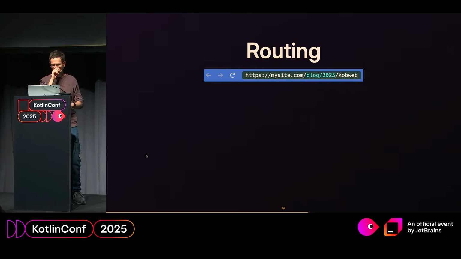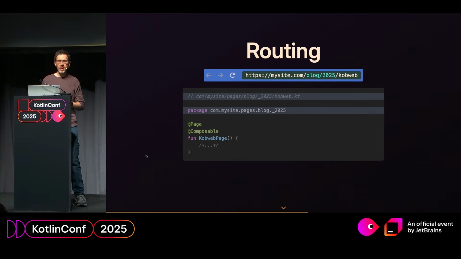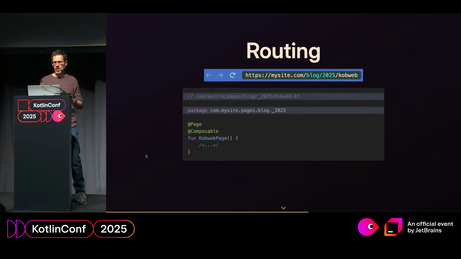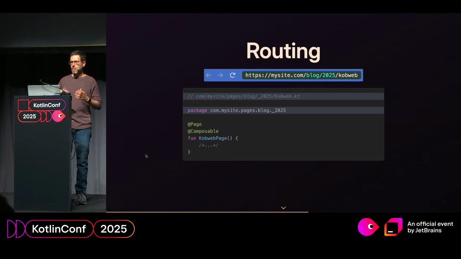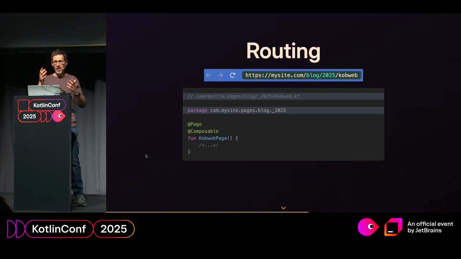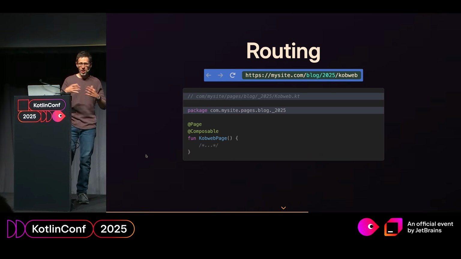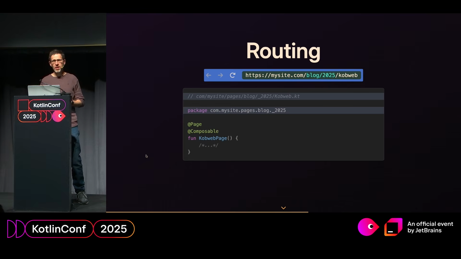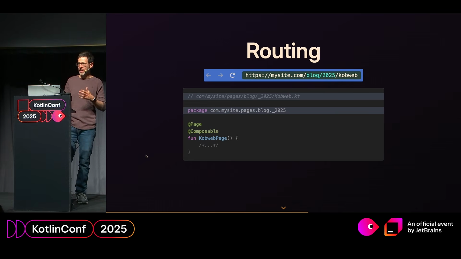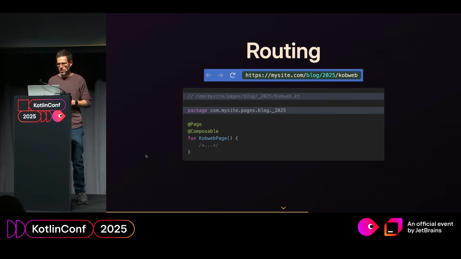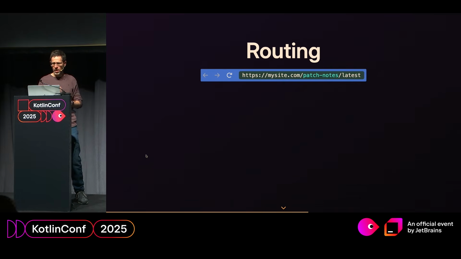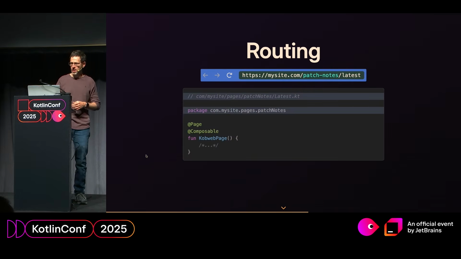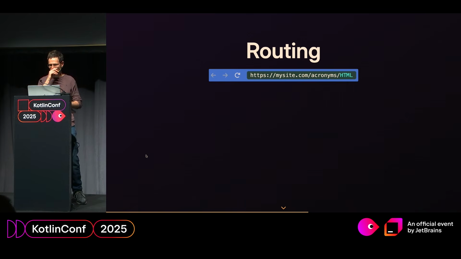Each part of the route is called a route segment, and Kobweb gets its route segment names from the package. So here we have blog.2025. Now, it's worth pointing out that numbers are not valid package names. So what Kotlin says to do if you want a number as a package name is to put a leading underscore in front of it. So that's why Kobweb will detect any leading underscores, and it'll just remove it to generate the name. Putting in a hyphen, it's the same thing. We detect camel case, and we'll hyphenate that for you.